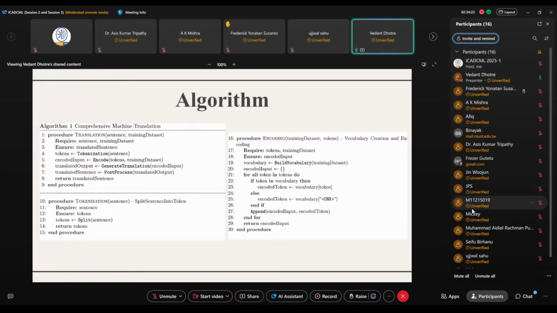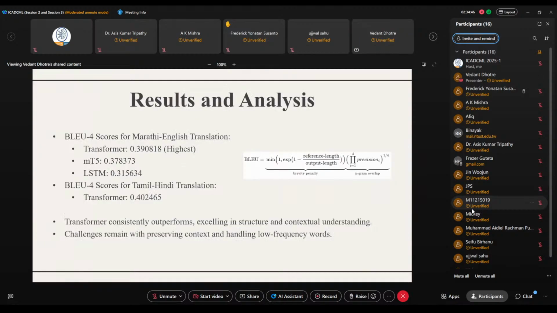Here is a brief overview of the algorithm that we have considered. It mainly includes tokenization and encoding, which is part of the pre-processing, followed by the translation, which is generated from the trained model. And after that, post-processing of any tokens to be removed or any other unwanted results. So moving on, we come to the results and analysis. We have utilized BLEU-4 for determining our results in the context of translation.